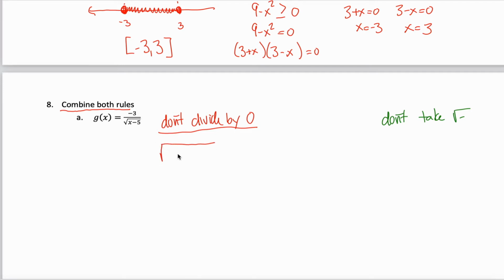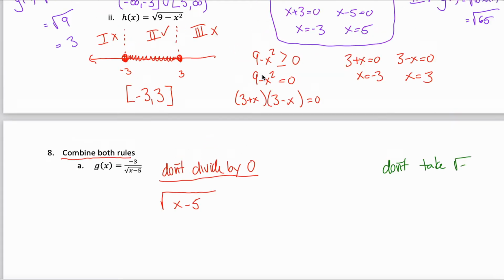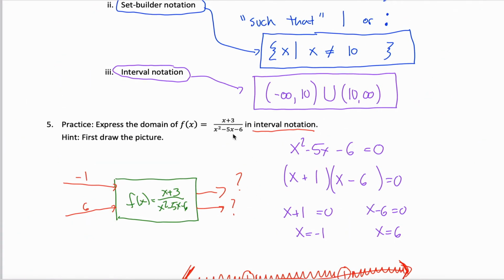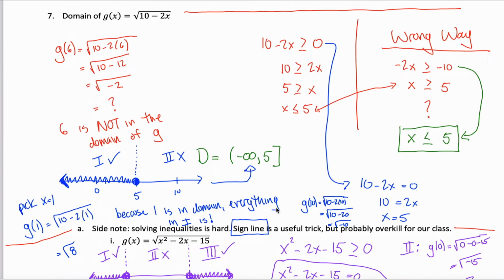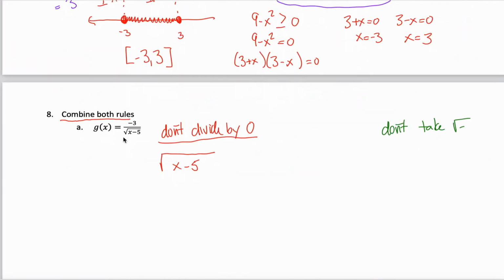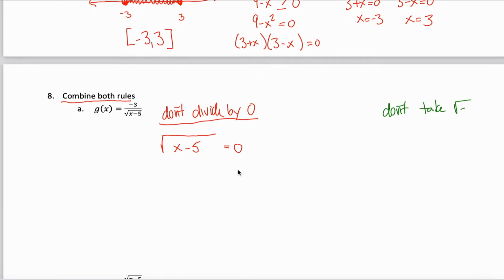What are we dividing by? Well, it's the square root of x minus 5. Earlier, we saw examples of functions that had division in them, and what we did is we set the denominator equal to 0 and just solved that equation. Turns out that's all we have to do here. I take the denominator, which is the square root of x minus 5, and I set that equal to 0 and I solve this equation.